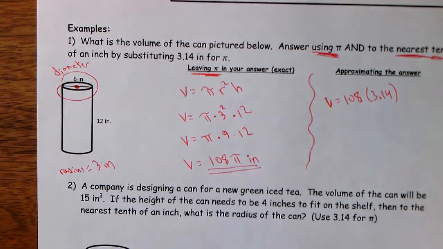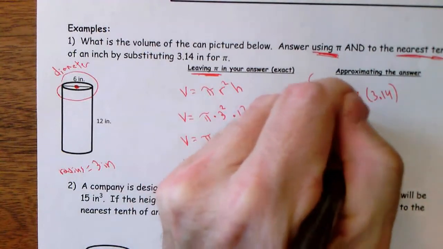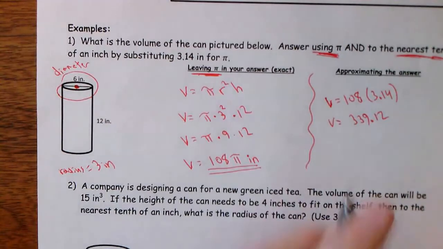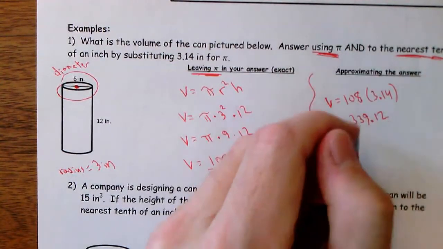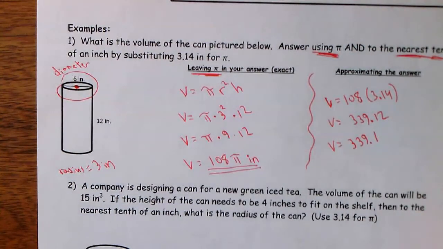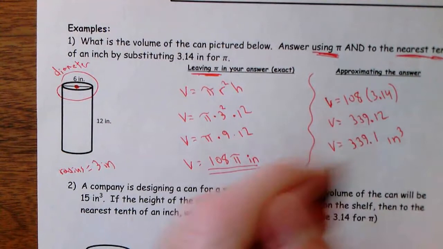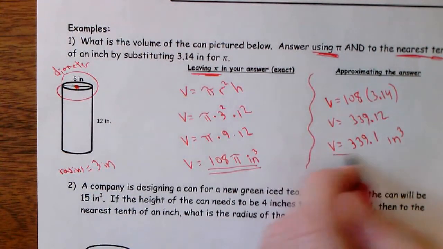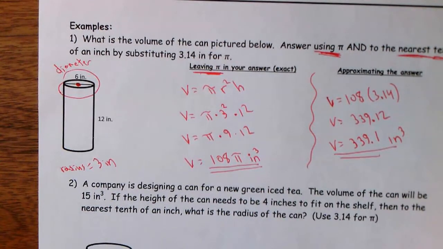And in this case, when we multiply 108 times 3.14, we get 339.12. But since the directions asked for us to do it to 1 decimal place, which was the nearest tenth, we will simply make it 339.1 cubic inches. And I forgot the cubic on the other one. Shame on me. So those would be our answers. We have found the volume of that cylinder.